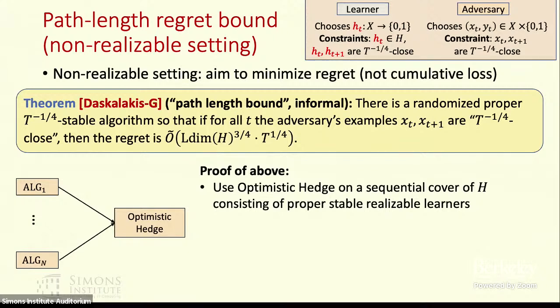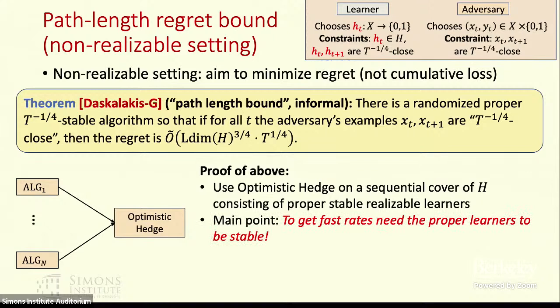I won't go into detail on what this means, but optimistic hedge gives us a fairly generic way of getting fast rates, as long as these experts, these individual algorithms, don't change much from iteration to iteration. And this is exactly why we need stability. It's basically to be able to plug into optimistic hedge, which then spits out fast rates for us.